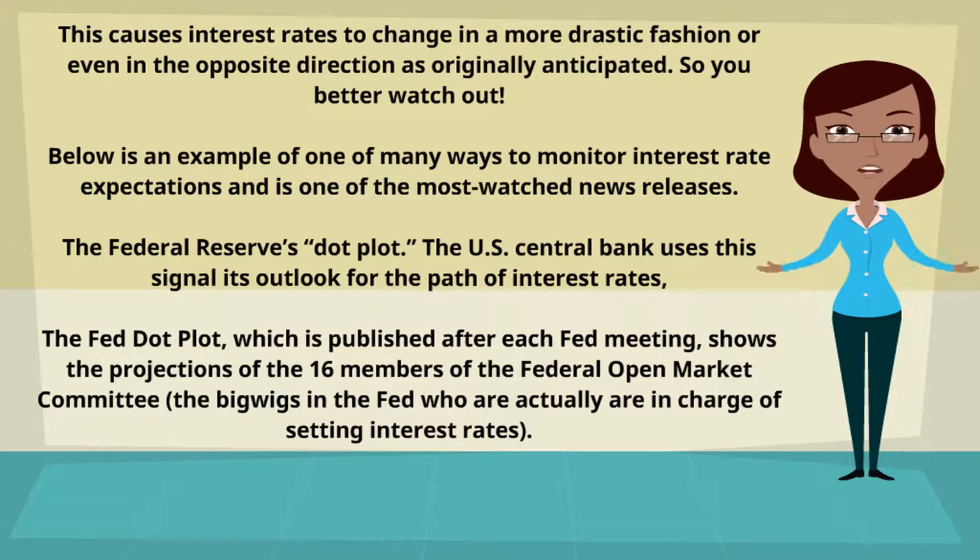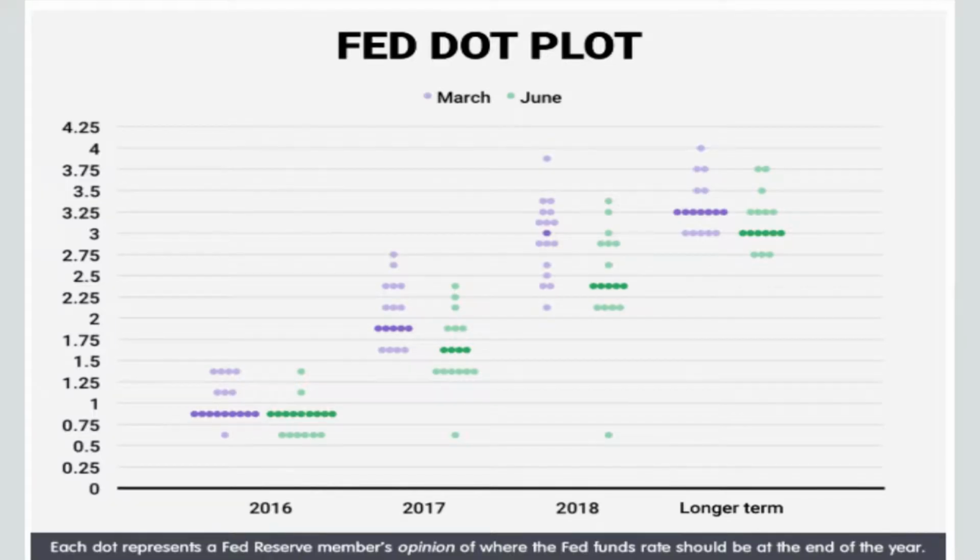Below is an example of one of many ways to monitor interest rate expectations and is one of the most watched news releases. The Federal Reserve's dot plot. The U.S. Central Bank uses this to signal its outlook for the path of interest rates. The Fed dot plot, which is published after each Fed meeting, shows the projections of the 16 members of the Federal Open Market Committee, the bigwigs in the Fed who are in charge of setting interest rates. See the below graph of the Fed dot plot.